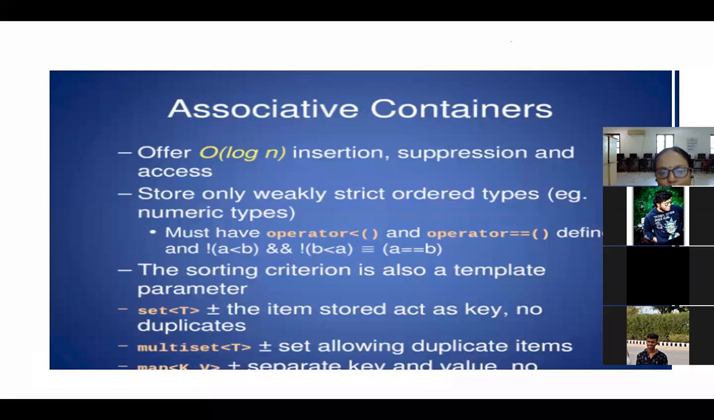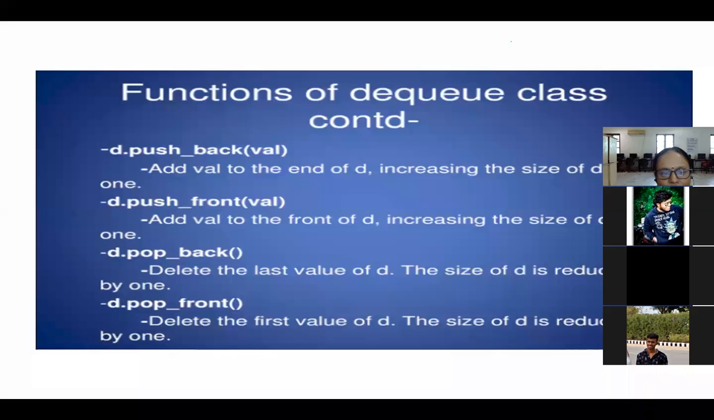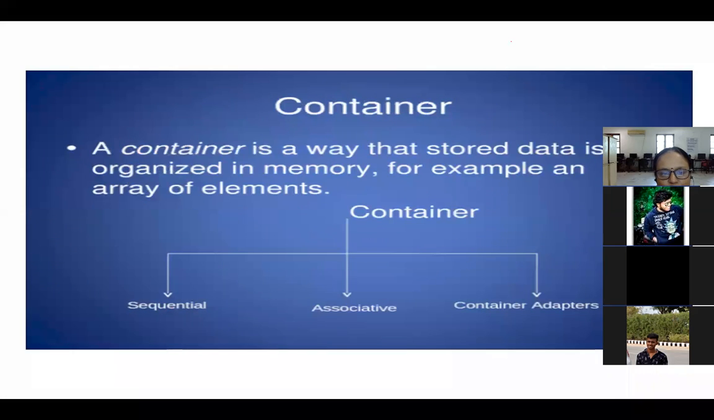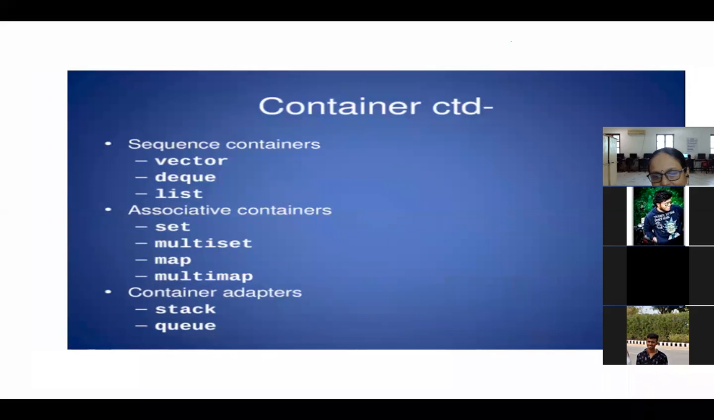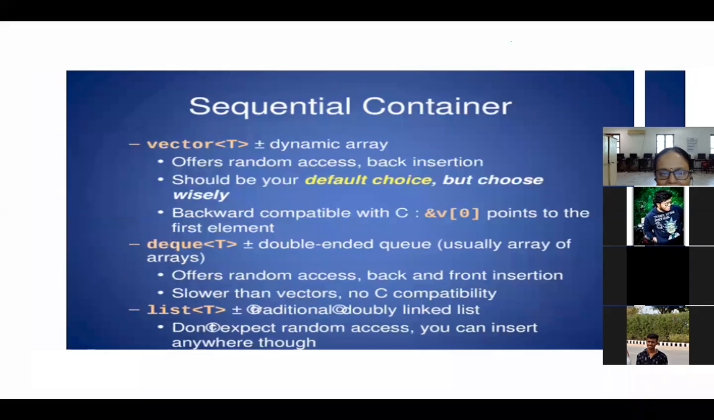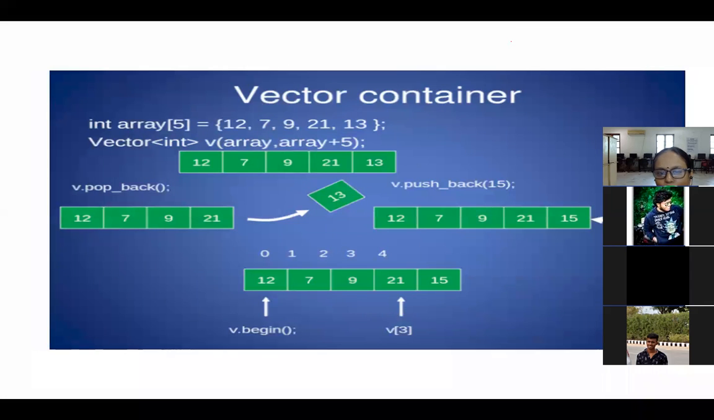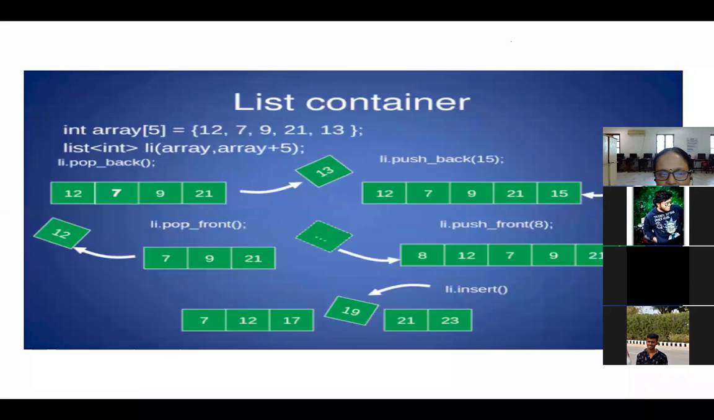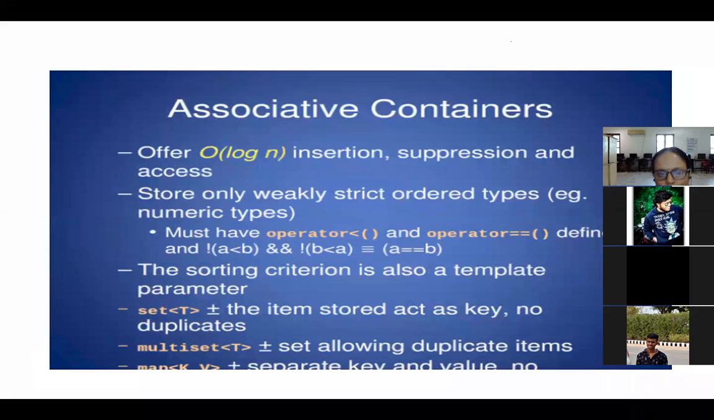And similarly, associative containers. We all know there are three types of containers: sequence containers, associative containers, and container adapters. Sequence containers are mainly used as dynamic arrays. But when you go to the next one, the associative container, it is used for insertion, deletion, and access.